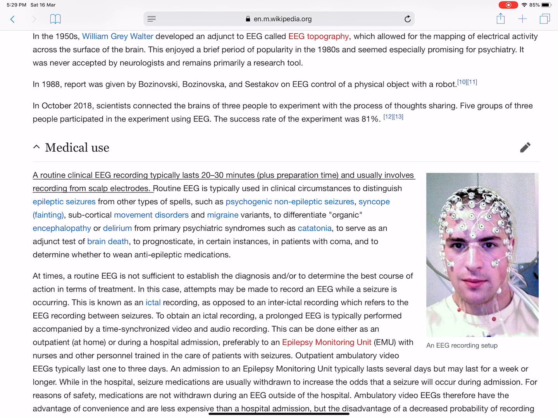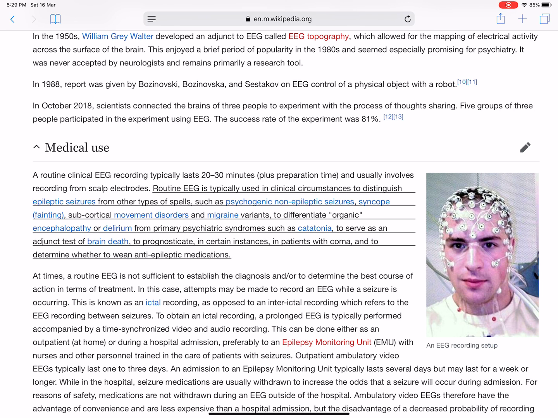A routine clinical EEG recording typically lasts minutes, plus preparation time, and usually involves recording from scalp electrodes. Routine EEG is typically used in clinical circumstances to distinguish epileptic seizures from other types of spells, such as psychogenic non-epileptic seizures, syncope, fainting, subcortical movement disorders, and migraine variants. To differentiate organic encephalopathy or delirium from primary psychiatric syndromes such as catatonia, to serve as an adjunct test of brain death, to prognosticate, in certain instances, in patients with coma, and to determine whether to wean anti-epileptic medications.